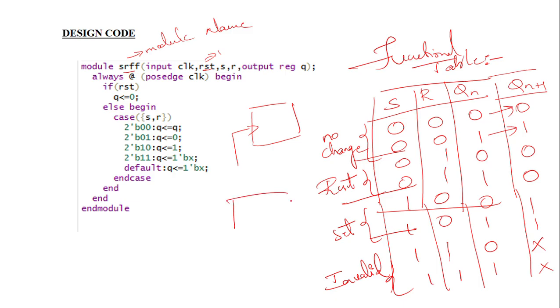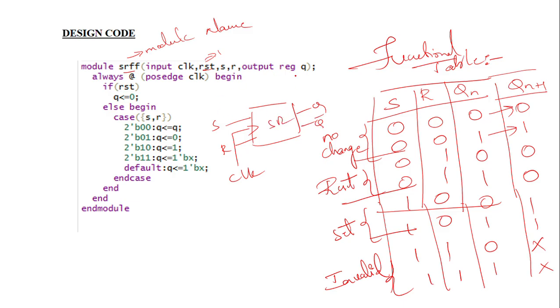We can draw it like this. This is our clock. S and R are our inputs. Otherwise you can simply draw it: we simply give the two inputs here. This is our S, this is our R, and this is the clock. Then we have Q and Q bar. So this is our SR flip-flop.